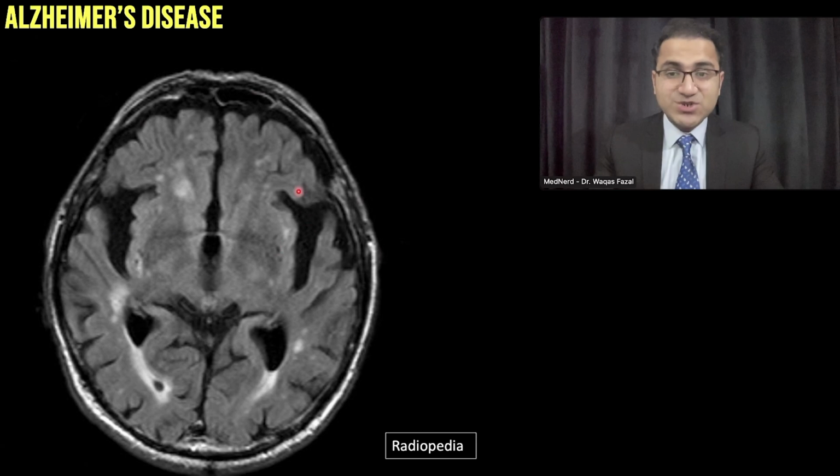This is another picture showing atrophy of the temporal and parietal lobes. Look at the atrophied brain. This is seen in Alzheimer's disease.